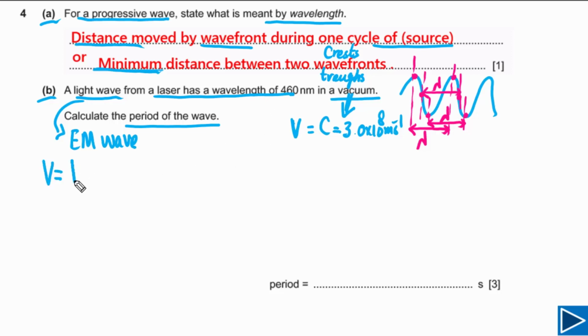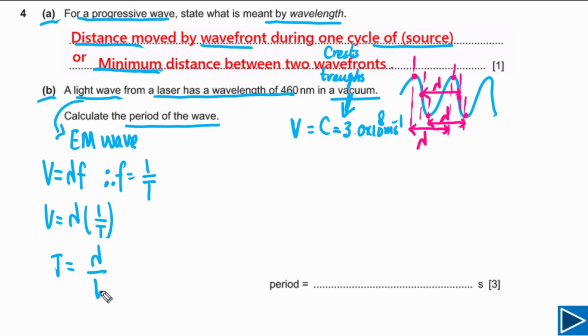So we can simply say V is equal to lambda times F. F is the frequency, and the frequency is equal to 1 over T. So simply we can say V is equal to lambda over T, or simply you can say multiplied with 1 over T. And from here we can rearrange. So the time period T will be equal to lambda over V.